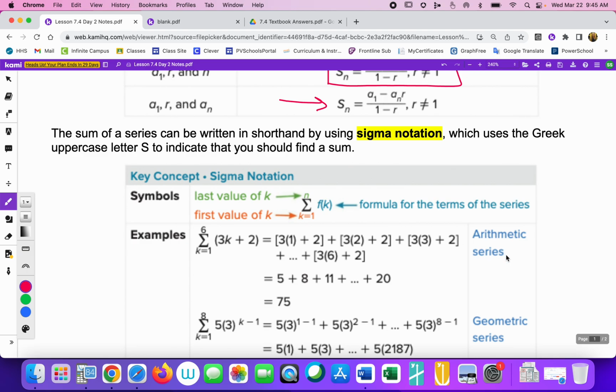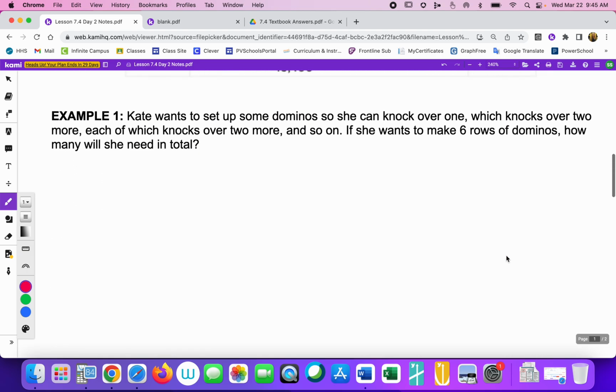So starting off with, if you don't see sigma notation, you're not using it. You're going straight to use the other formula. So Kate wants to set up some dominoes so she can knock over 1, which knocks over 2 more, each of which knocks over 2 more, and so on. If she wants to make 6 rows of dominoes, how many will she need in total?